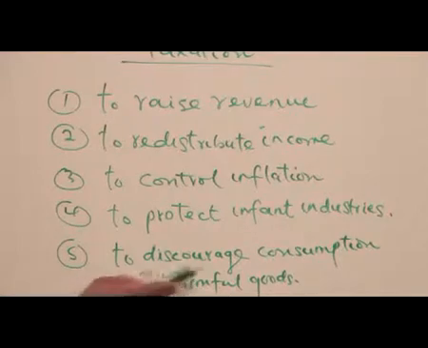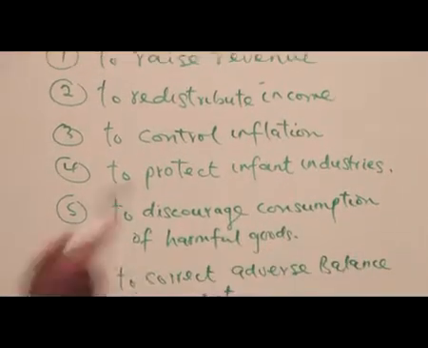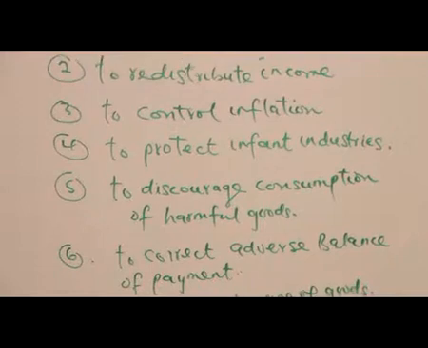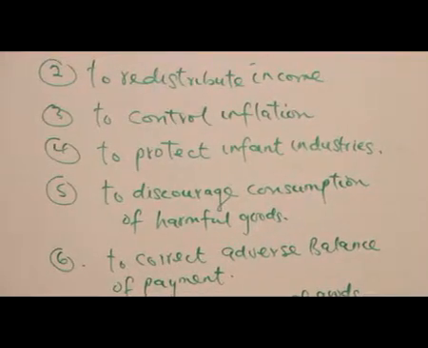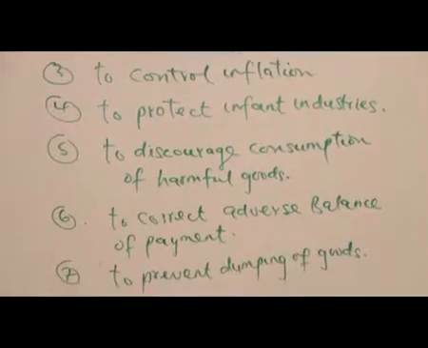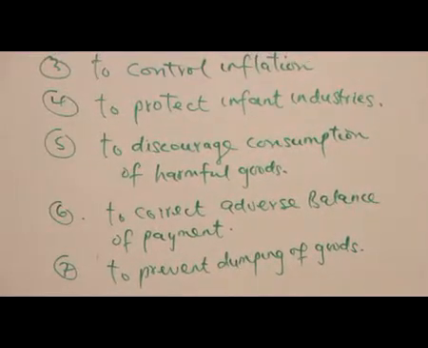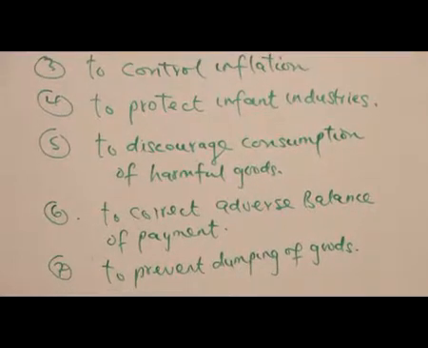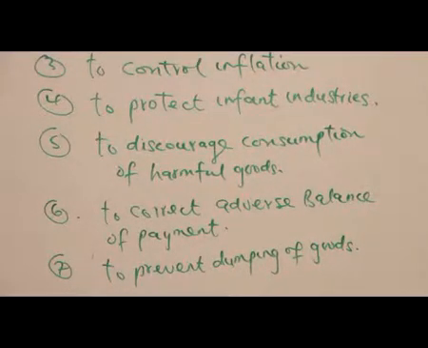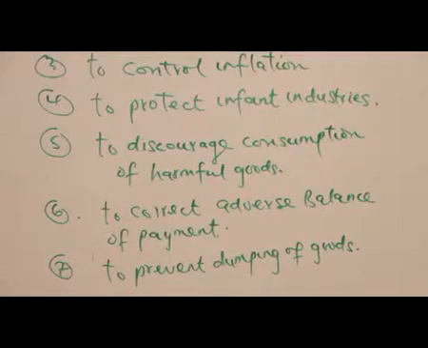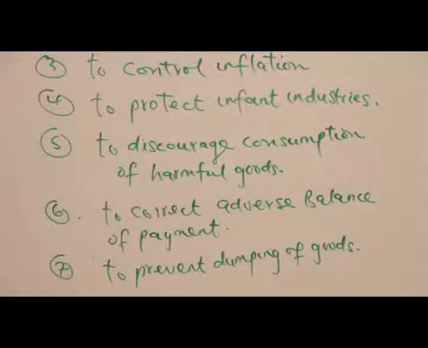The 5th one, to discourage consumption of harmful goods. Government also uses taxation in discouraging people from consuming harmful products, e.g. cigarettes. So for goods that are not good for the people, government will use tax in discouraging them by increasing the tax on that commodity so that the consumption will be very low. So that is one of the reasons why government imposes tax.